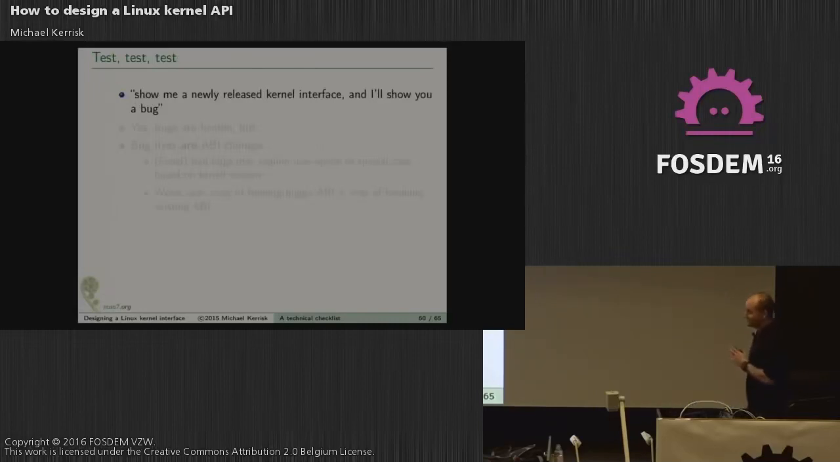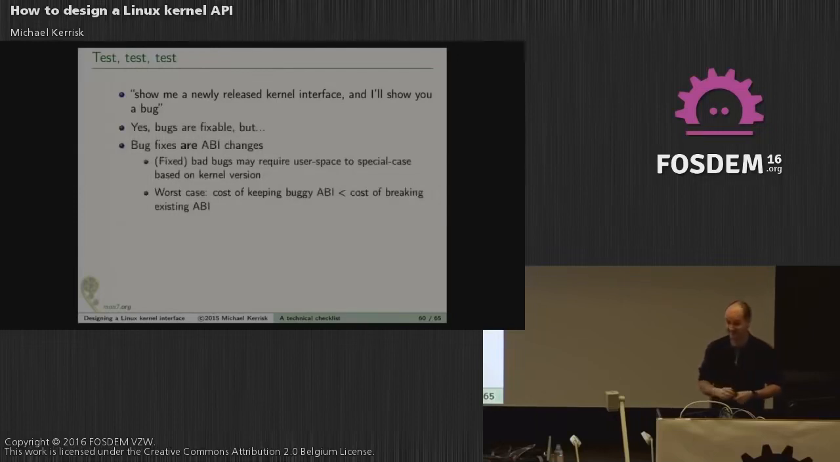Testing. I can't say enough about testing. My motto, and this is based on a lot of experience: you show me a new API, I'll show you a bug. It's actually surprisingly easy to find bugs in new kernel APIs after they've been released. And you might think, well, bugs are fixable. Yeah, but bug fixes are ABI changes, and applications end up needing a special case. You know, which kernel version am I on? Is it the one with that bug, or is it a new good kernel?